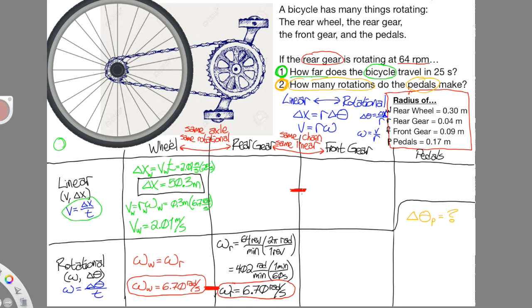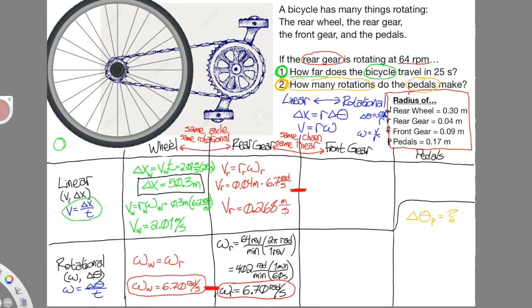So the first thing we need to do is go from our rotational column for the rear gear here up to our linear column. So we'll still do this in red. So let's go from omega to v, because omega and v are the sister variables here. So v equals r omega. Again, we want to make sure all of our variables are talking about the same thing. This is the linear velocity of the rear gear, the radius of the rear gear, the angular velocity of the rear gear. So that means V_R is this 0.04 meters times the 6.7 radians per second, which means the linear velocity of the rear gear is 0.268 meters per second.